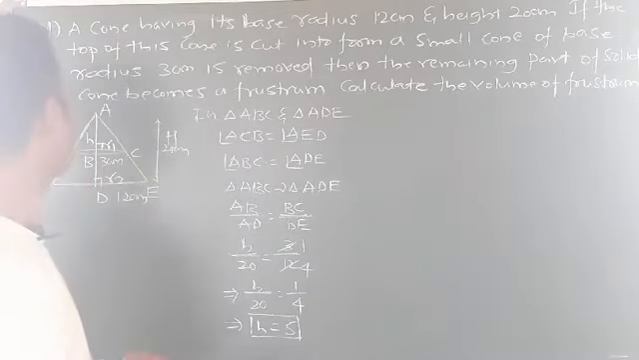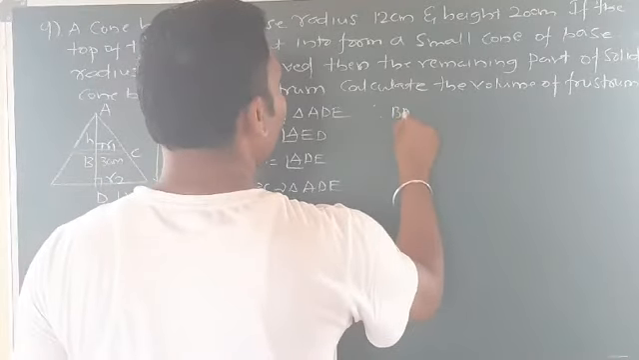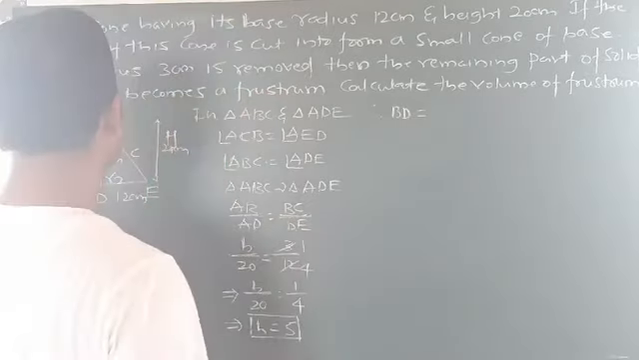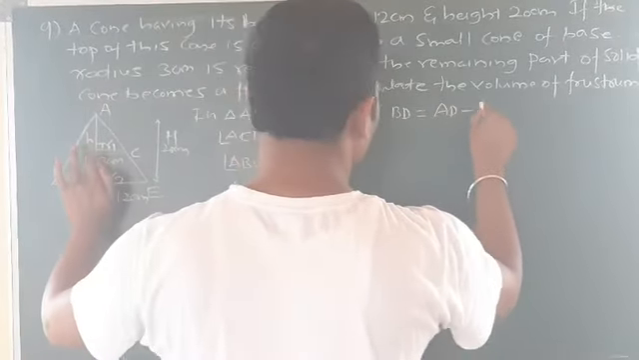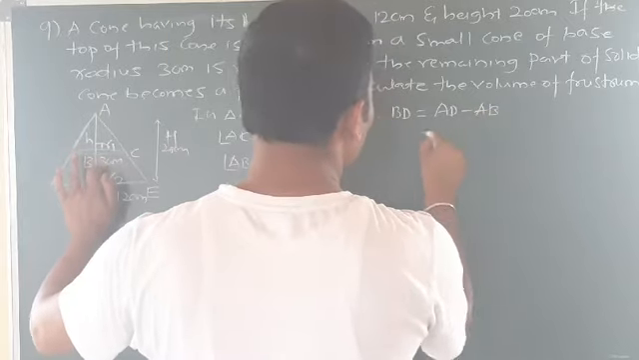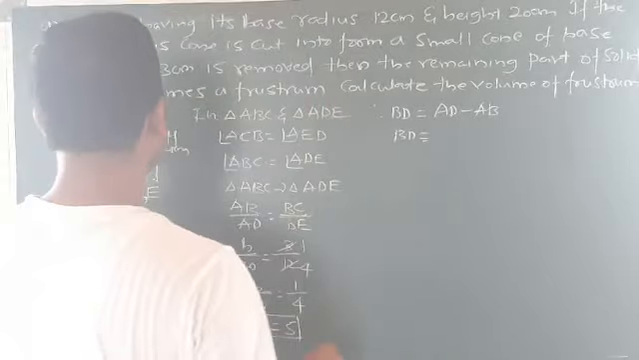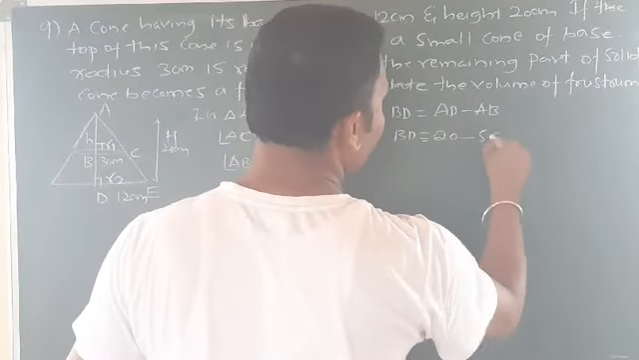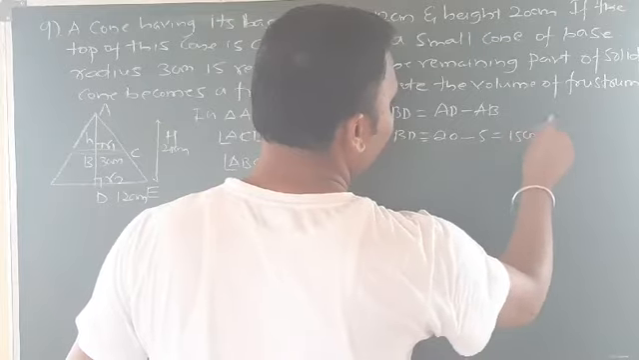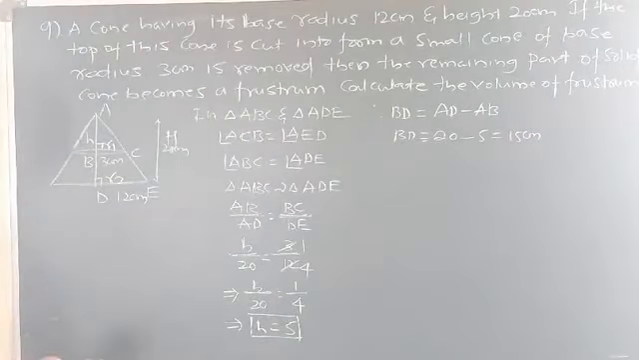So BD, how can we find? BD is equal to, total it is AD minus AB. So AD, how much do we have? AD is total 20 centimeter. Now minus AB, we have 5. So this is 15 centimeter. BD is equal to 15 centimeter. We got this, which is the height of the frustum.